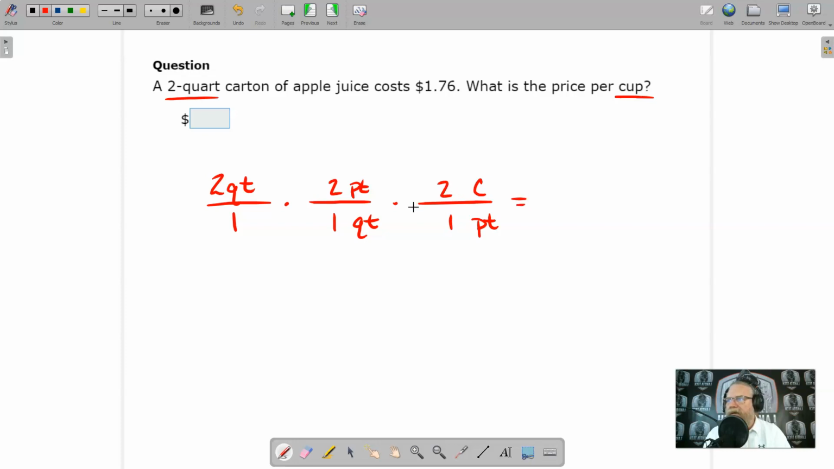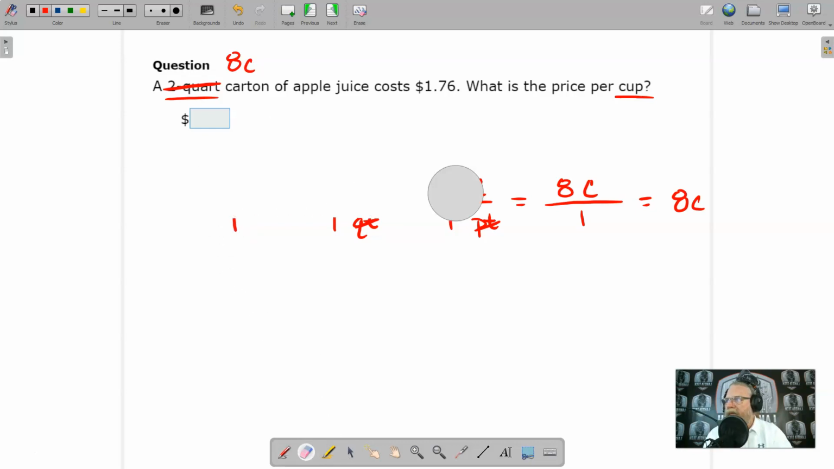All right. So now we can do some cancellation. Quarts cancels quarts. Pints will cancel pints. All we have left is cups, which is good. That's what I want to get to. I'll keep it in the numerator for now instead of taking a shortcut. Now I have 2 times 2 times 2. Well, 2 times 2 is 4. Times 2 is 8. So that is 8 cups. 1 times 1 times 1 is 1. Anything over 1 is equal to itself. So in this case, it is 8 cups. So 2 quarts is equal to 8 cups.